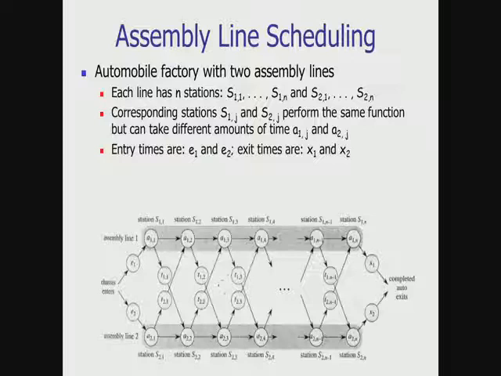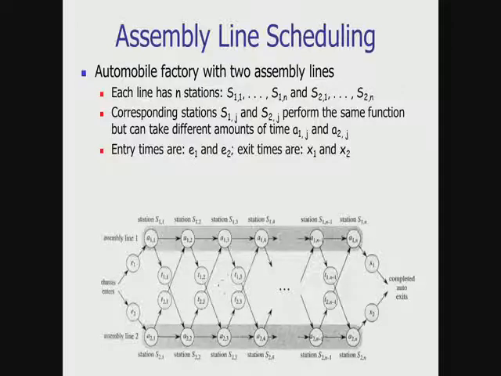The framework is that of an automobile factory which has two assembly lines. Each line has n stations, n processing stations. On the first line, the processing stations are called S11 to S1n, and in the second line, the processing stations are called S21 to S2n respectively.